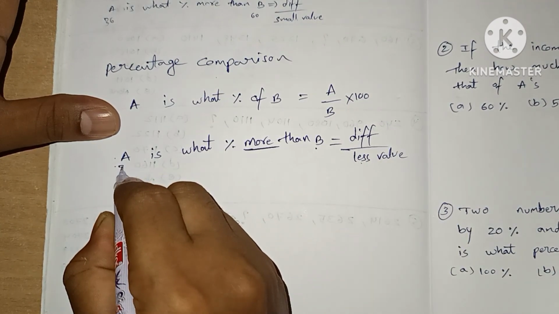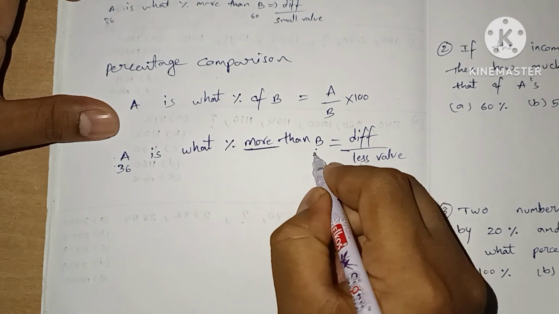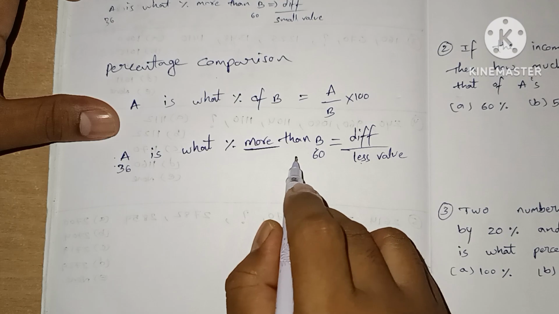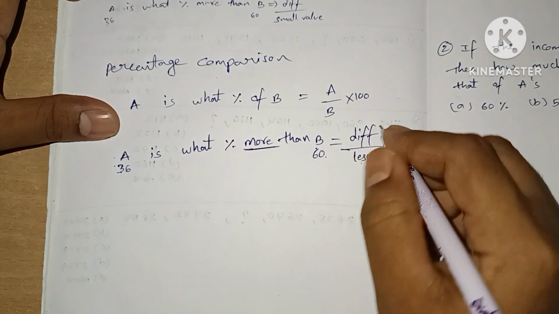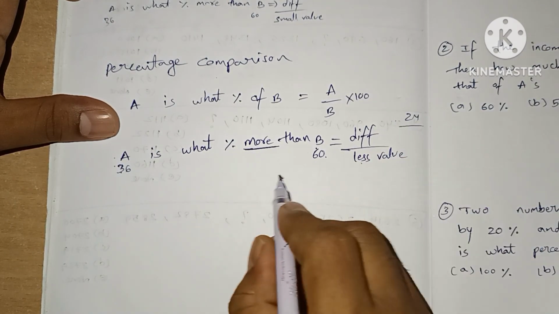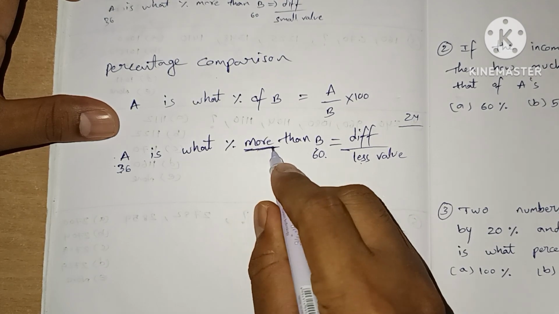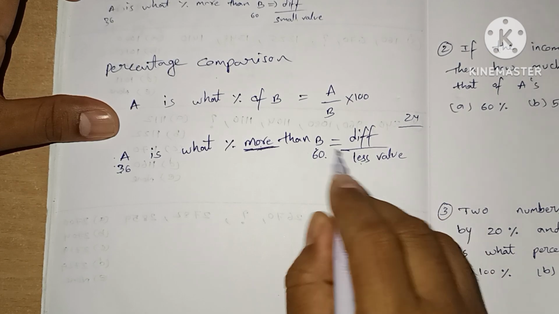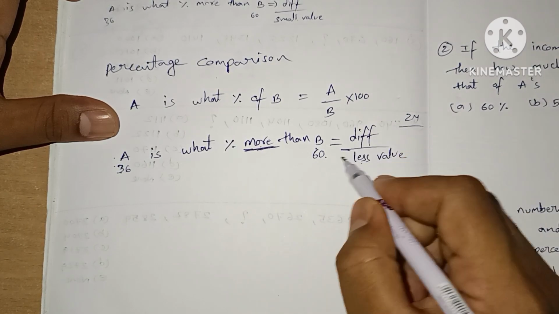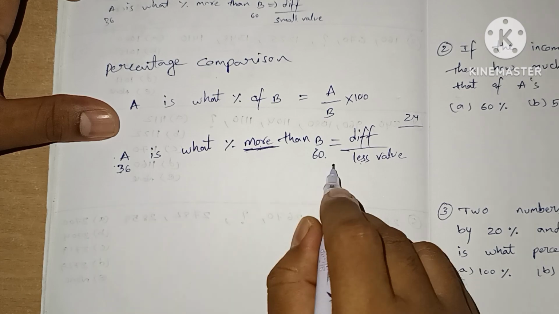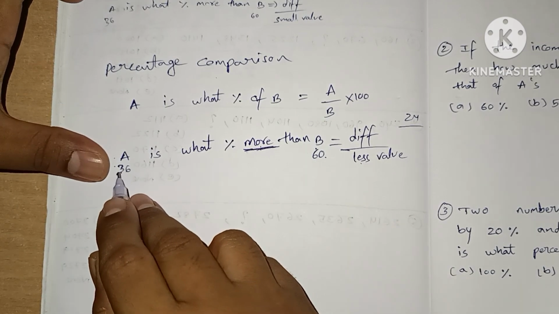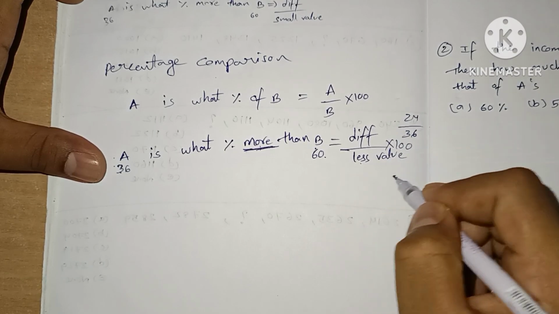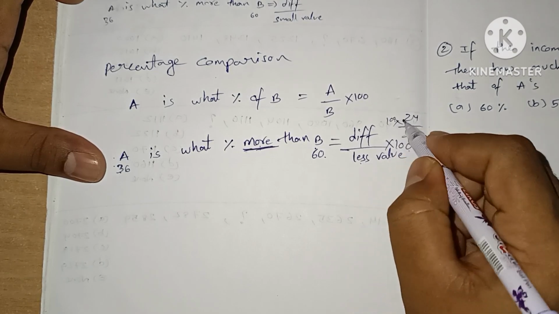Let's take A value as 36 and B value as 60. Then the answer for this one will be the difference between these two, 24, divided by, here it is more, so we take less value. Opposite to this one, more we take less. If it is less we take more. In these two numbers the less number is 36, so this is 36 into 100. It is a formula.